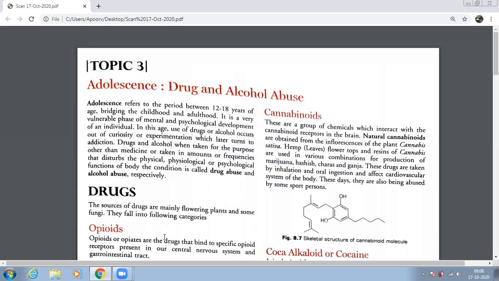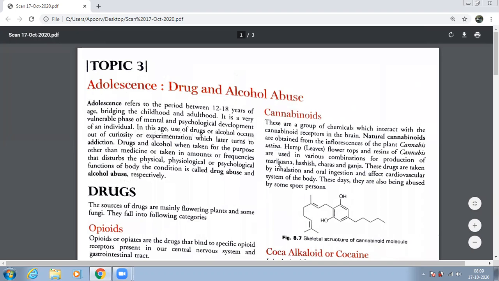In the beginning, when I started the class, I told you the source of drugs is mainly flowering plants. So we have already done two plants: Cannabis sativa, and... tell me ma'am. Papaver somniferum. Yes. Next, beta, the hemp, flower tops, and the raisins of cannabis are used in various combinations for production of marijuana, hashish, charas, and ganja.